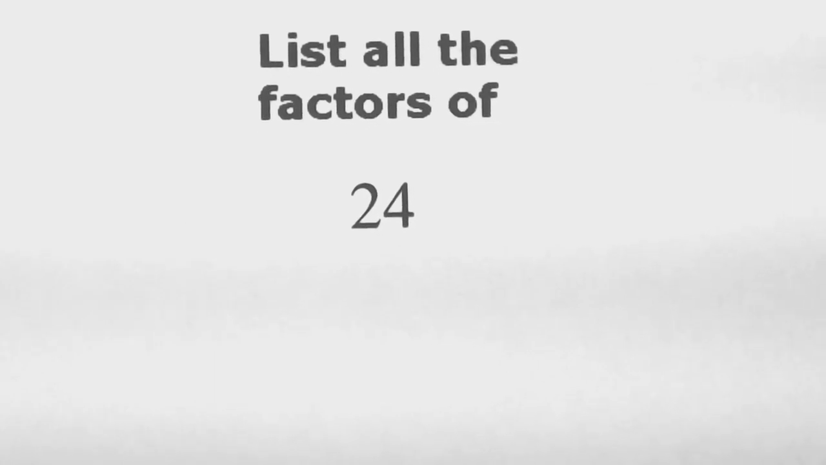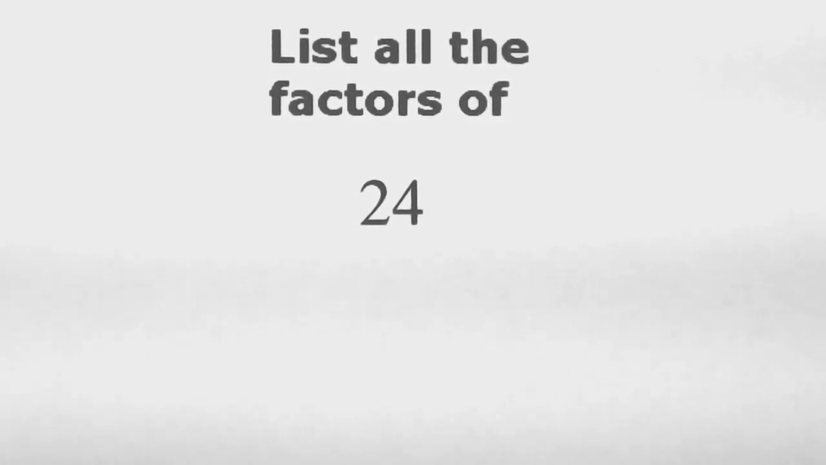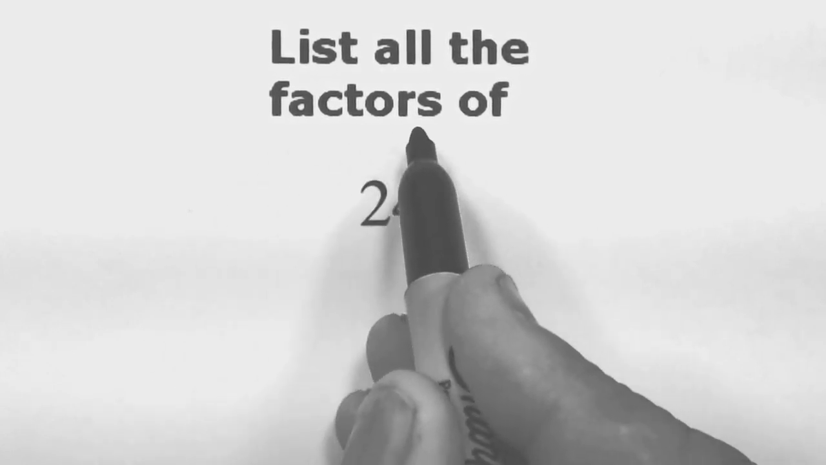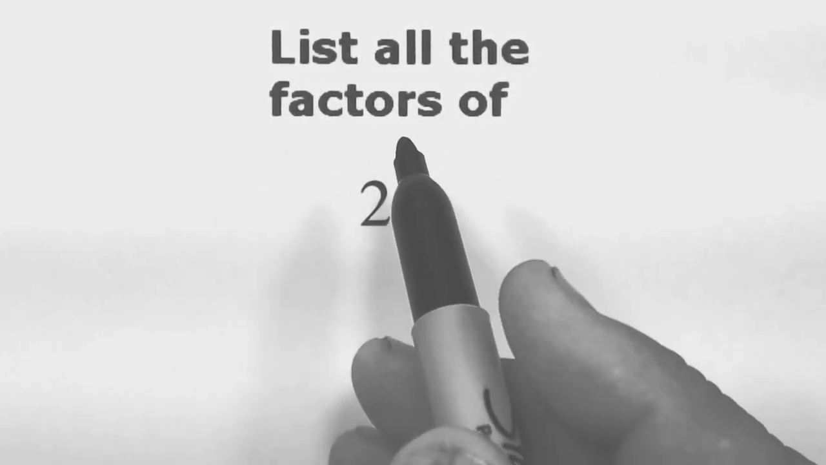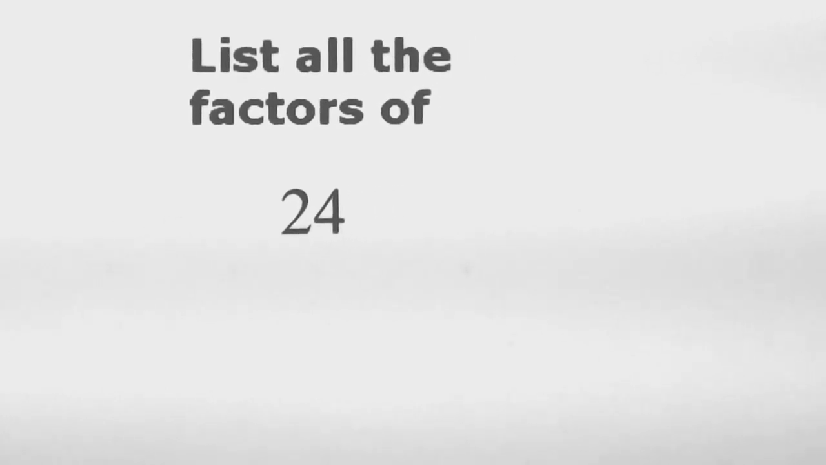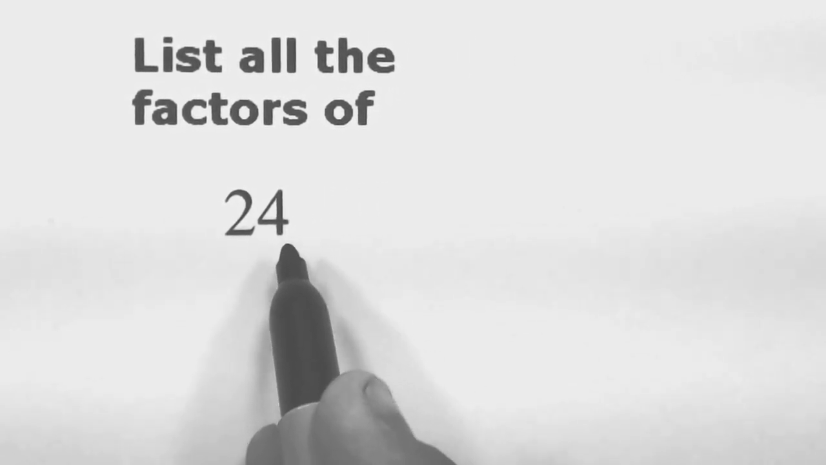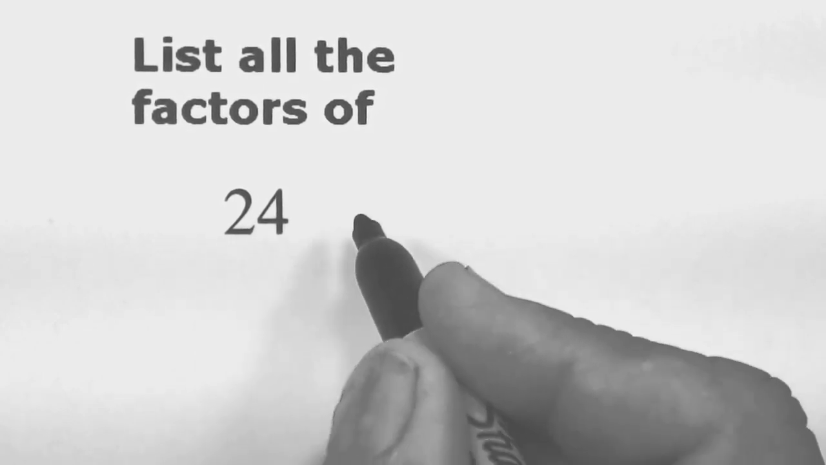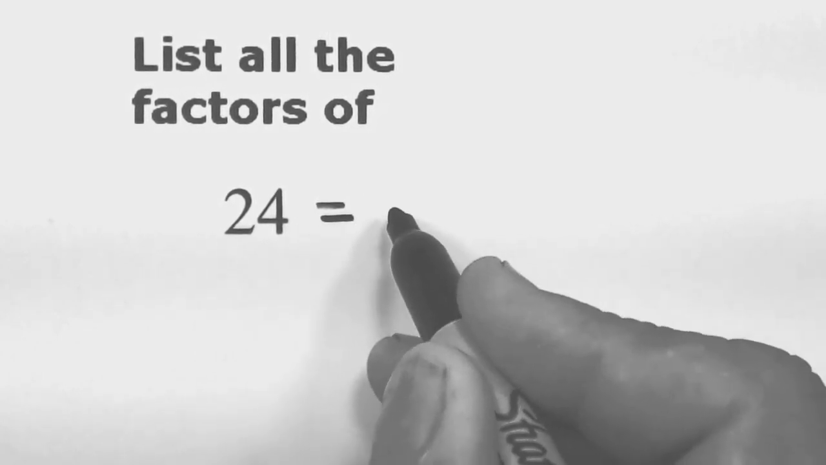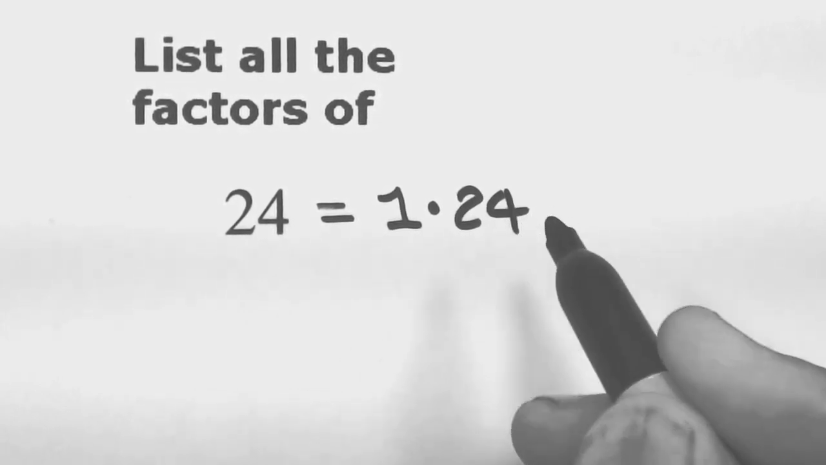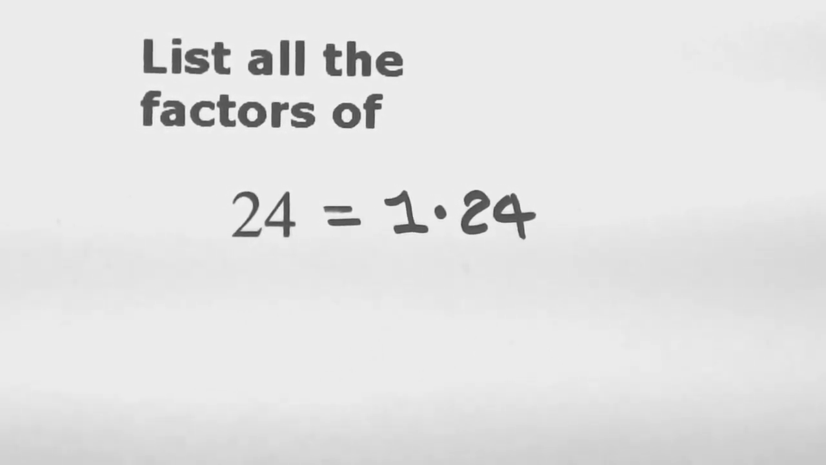List all the factors of 24. Now notice there's no mention of prime here. We're just talking about regular factors. So in that case you can play this game of what two numbers multiply together to give you 24. And of course the thing you always want to start with is 1 times the number itself. So here we have 1 times 24.